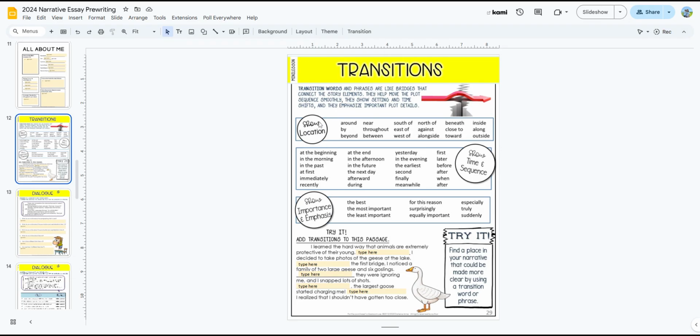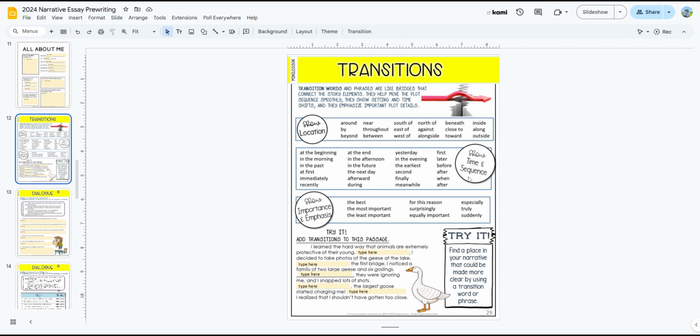These ones, I know this font is kind of silly, these ones show location. So it shows where something is near. And this kind of helps you tell the reader where your character is located, or where your setting is currently located, or where it's going to be located.